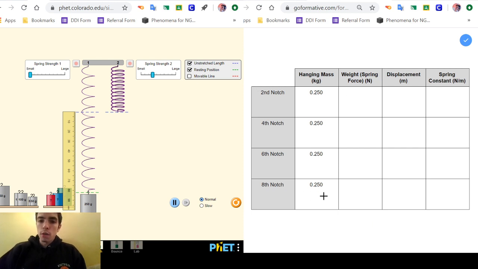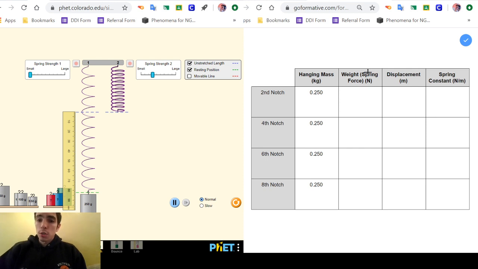The parts of this table, so the hanging mass, we're still going to use this 250 gram mass. I already put that in the table converted for you because we're going to keep that as a constant in our experiment. So just 0.25 kilograms for everyone. The next column, the weight. So I reviewed how to calculate weight and force of gravity, and we did that a lot earlier in the year. But if you need to, you can revisit that Monday video for that.